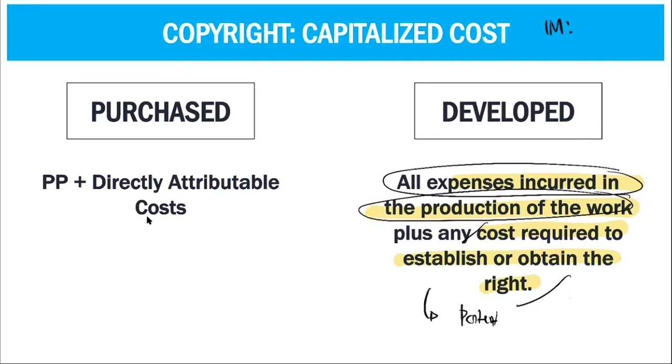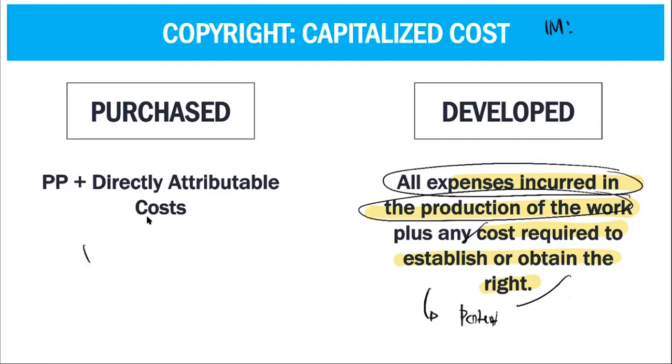For example, you have a textbook, you produce 1,000 textbooks. Sir, the cost of the 1,000 textbooks should be included? No, only the production of the original copy, and that is the original textbook. Okay? So take note of the change here.